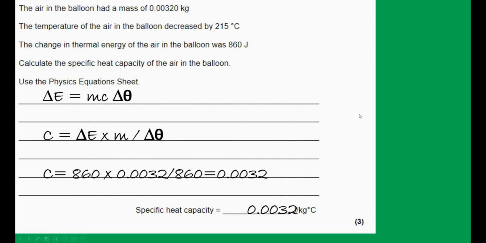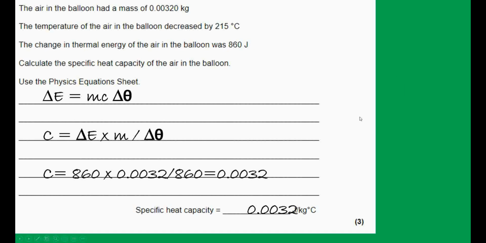Okay, next thing, we've got a calculation question. Okay, we've got air in a balloon, it's got a mass, we've got a temperature of the balloon that's decreased by 215 degrees, we've got a change in thermal energy of the air in the balloon was 860 joules. You need to calculate the specific heat capacity of the air in the balloon. You need to use the equation sheet. Now, there is a problem with this question, okay, but it's not the equation. This is the correct equation, so hopefully we can copy those equations down properly now. Okay, so pause the video, find the mistake and try and fix it. Try and find the proper heat capacity.